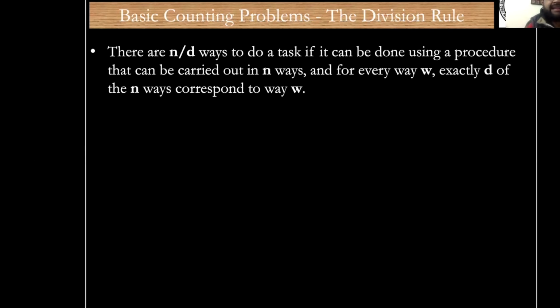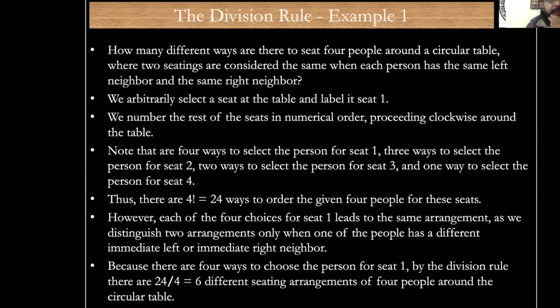So let's talk about the division rule. There are n/d ways to do a task if it can be done using a procedure that can be carried out in n ways, and for each way w, exactly d of the n ways correspond to the same way. So if there are n ways in total, and for each way w, there are some ways that are common between the different tasks, in that case you need to divide n by d to find the number of ways to do the task. So let's see it by an example.